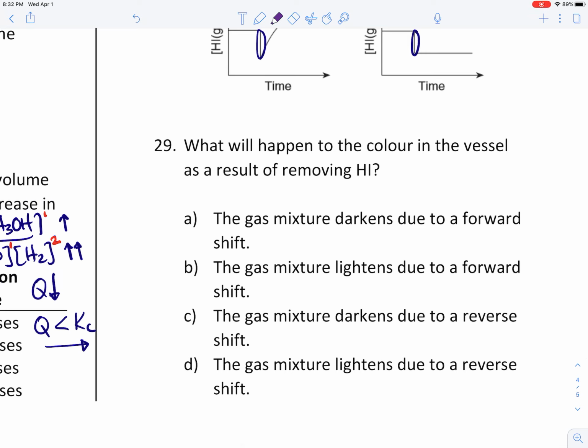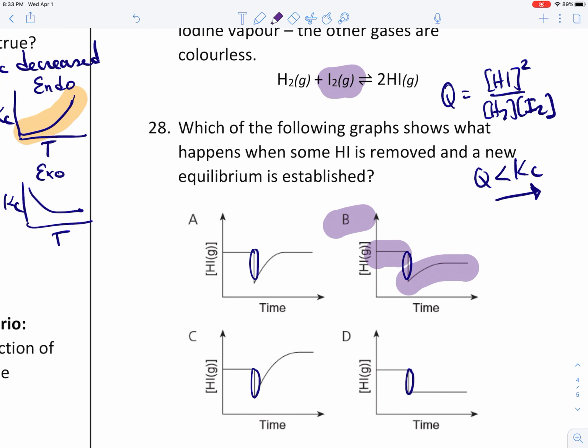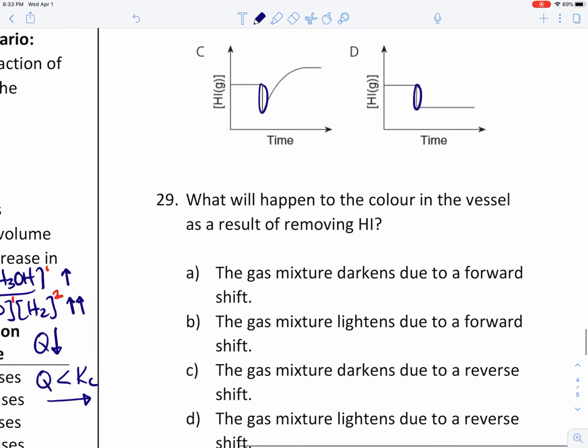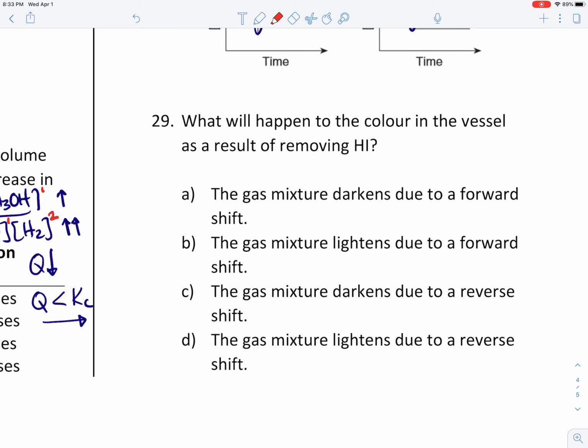Question 29, what would happen to the color in the vessel as a result of removing HI? Well, we know that the reaction was shifting in the forward direction. As it shifted forwards, the amount of iodine vapor in the flask would decrease because iodine would be a reactant in that forward shift. That means we have less purple gas, and so the color of the gas would get lighter, right? It would fade a bit. So we're looking for something that says the color fades, which would be choice B or choice D, and it fades because of a forward shift that we just discussed. So that was choice B.